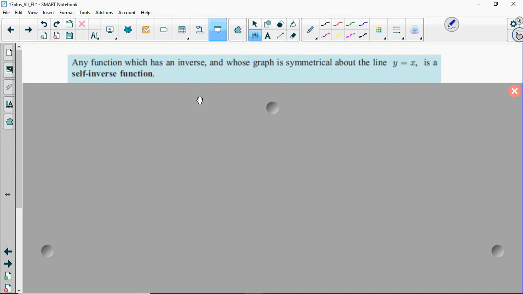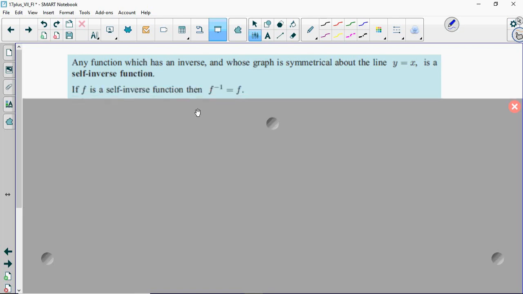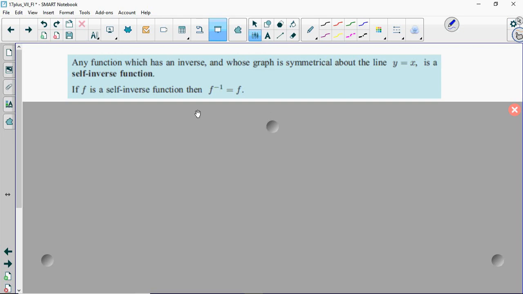Now, it's possible when we switch x and y, and then we solve for y, that we get the same function we started off with. Or it's possible, thinking graphically, that when we take a graph of a function and we reflect it over the line y equals x, that we get the exact same picture that we started with. This is something called a self-inverse function. So it's where f of x is the same as f inverse of x.